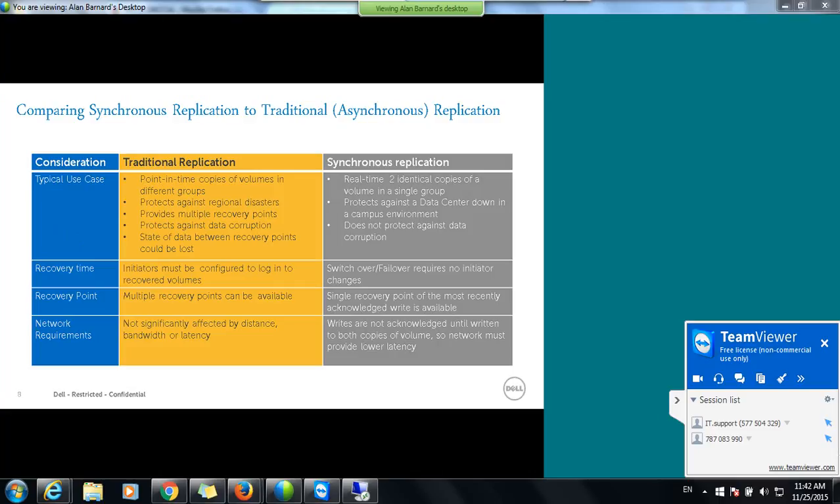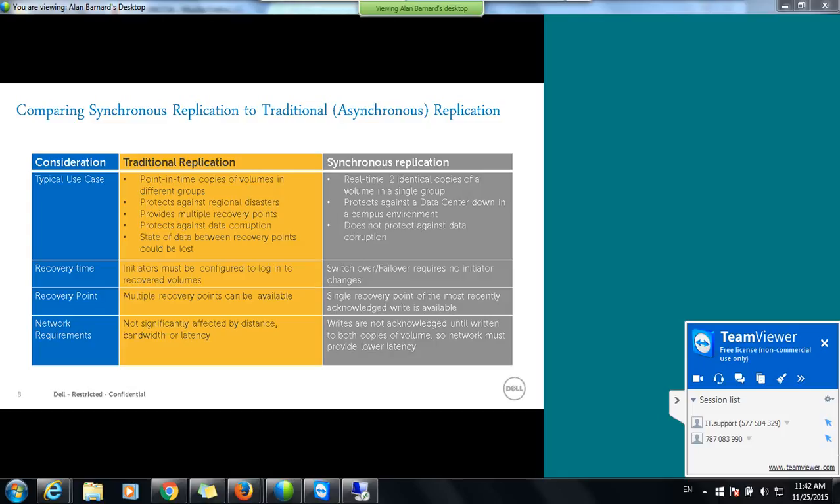In terms of recovery point, traditional replication has multiple recovery points, okay? And in synchronous replication, only a single recovery point. So keep in mind about that. You need to decide which one fits your business requirement.